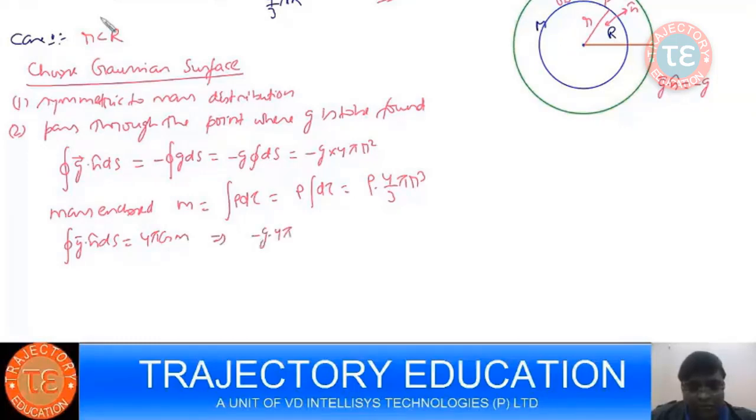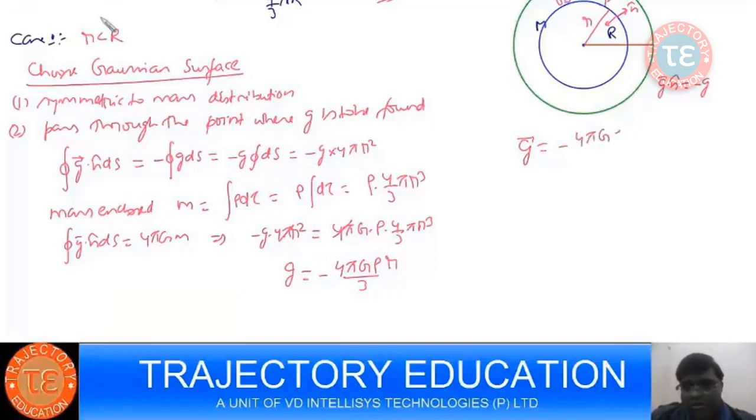So we'll use this: g into 4 pi r square equals 4 pi G rho times the volume. 4 pi will go away, and your g is 4 pi G rho r upon 3. Minus sign means inverse attraction. I can write it in vector form as minus 4 pi G rho r e_r by 3. This is for r less than R, right?